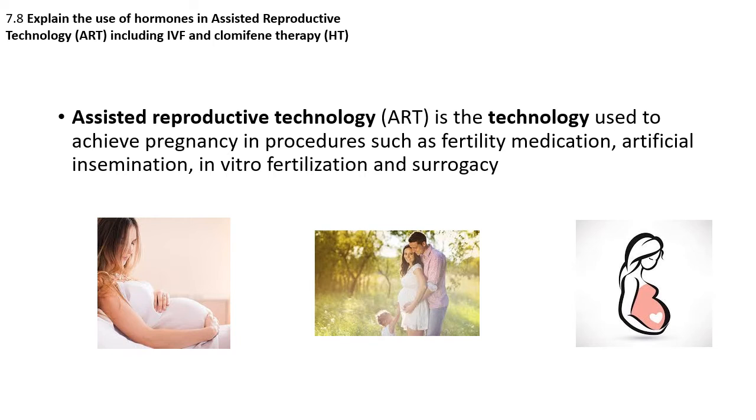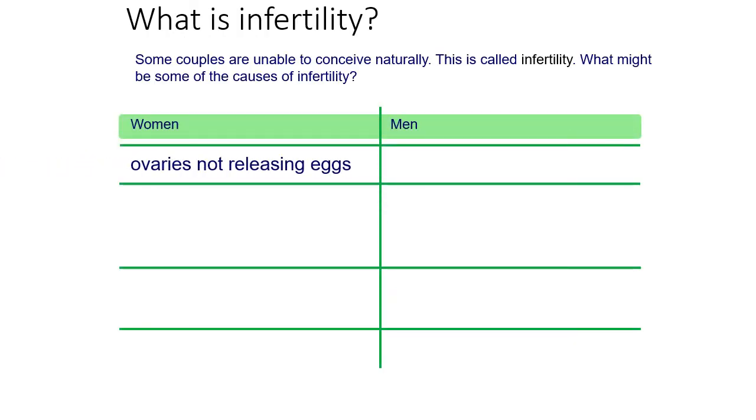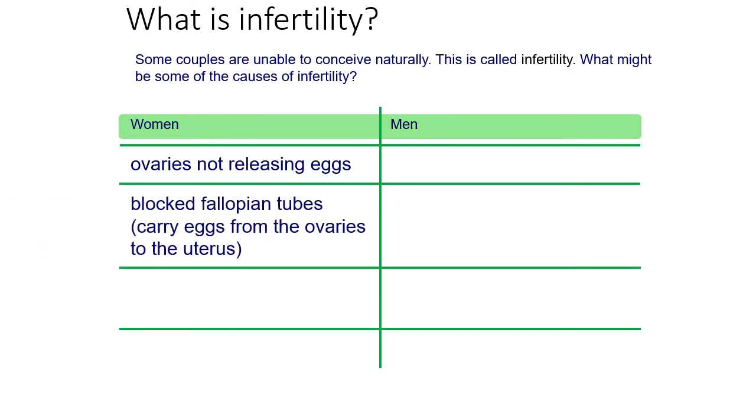So I'd like to just quickly talk about assisted reproductive technology, and that is just ways of helping couples have children if they can't have children themselves for whatever reason. And there are a number of reasons why people can't have children. So, for example, you get problems with women not being able to release eggs for some reason. They get blocked fallopian tubes.